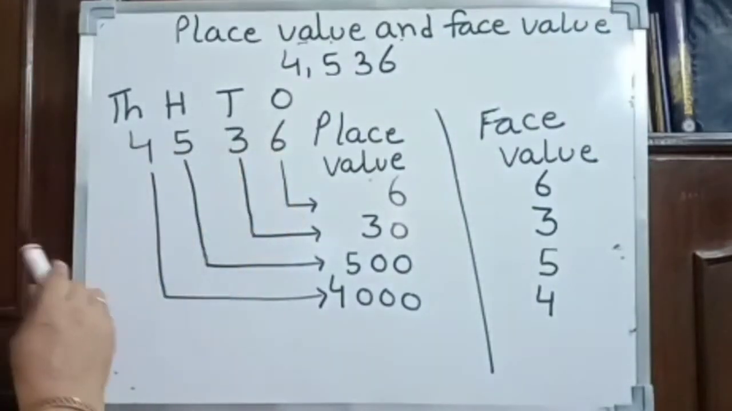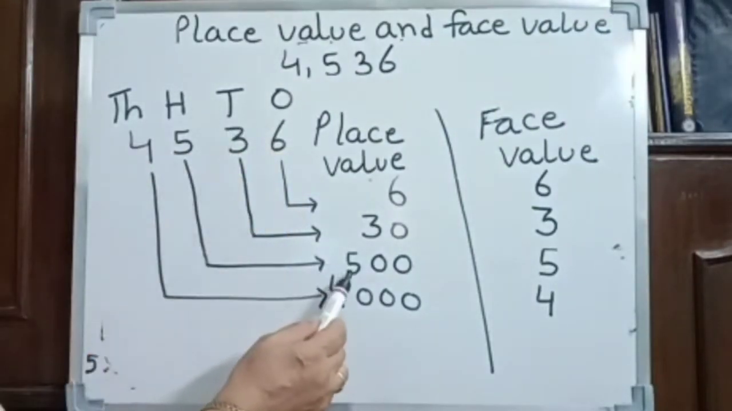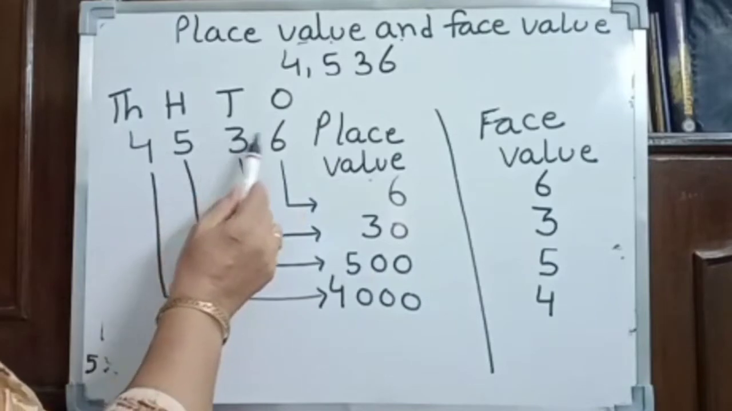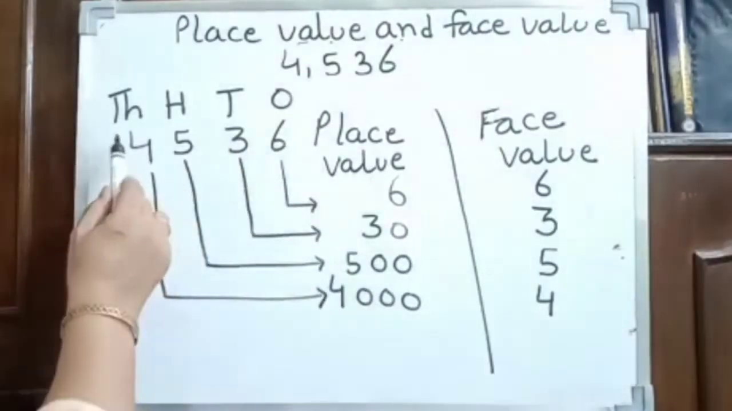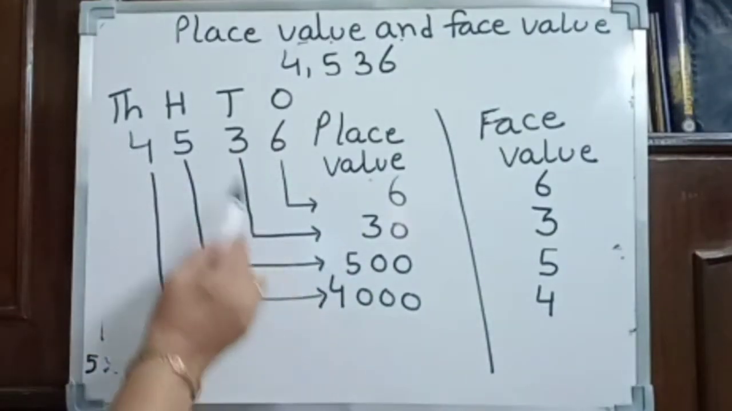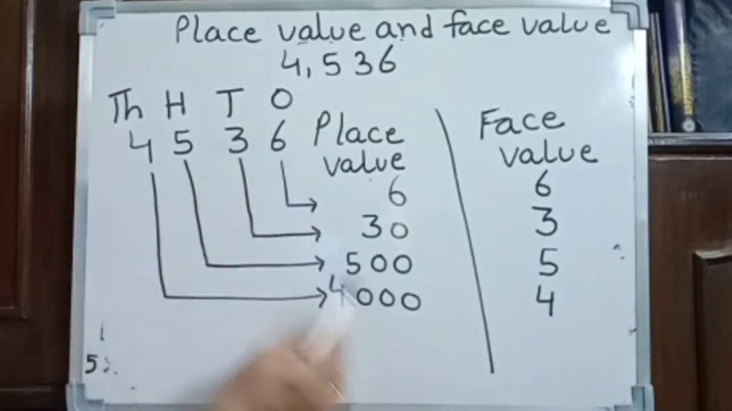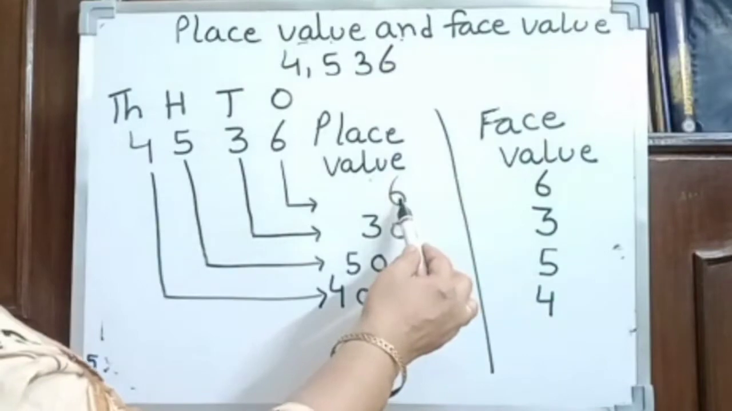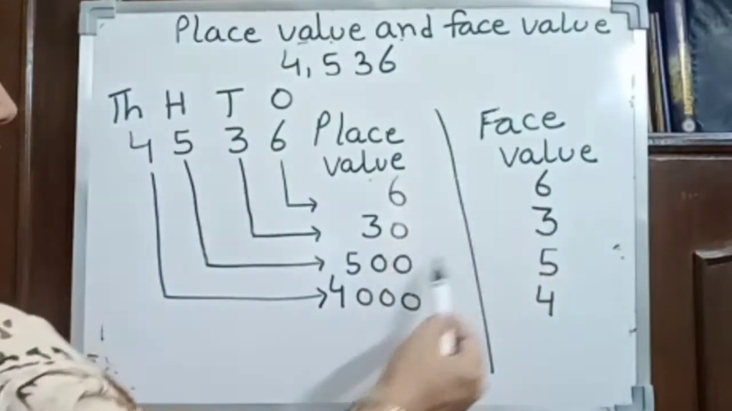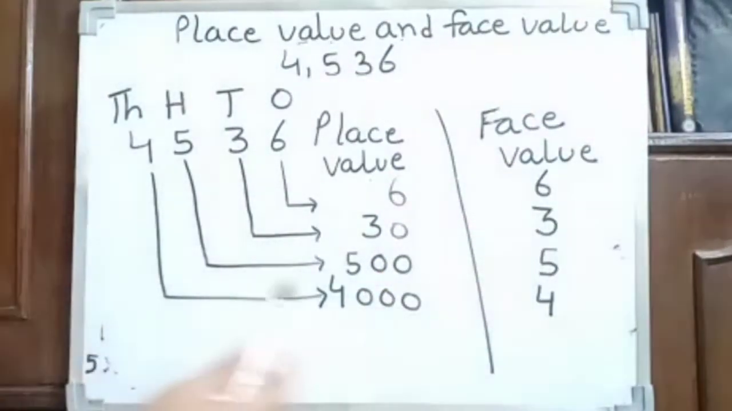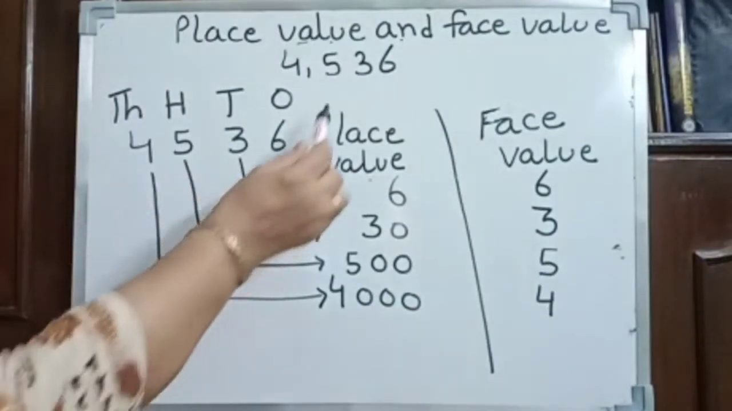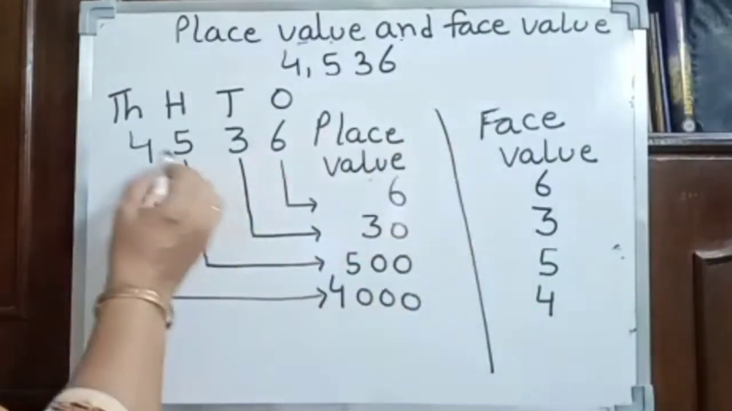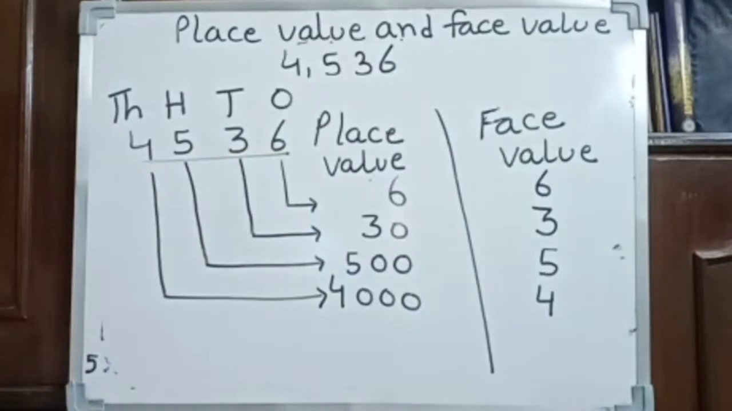We have 1 and 0 in 10, then 500, 5, then after 5 we have 2 digits 0 0, then 4000, 4 0 0 0, 4000. Then face value is always the number itself: 6, 3, 5, 4. So it is very simple to take out place value and face value of the given number.